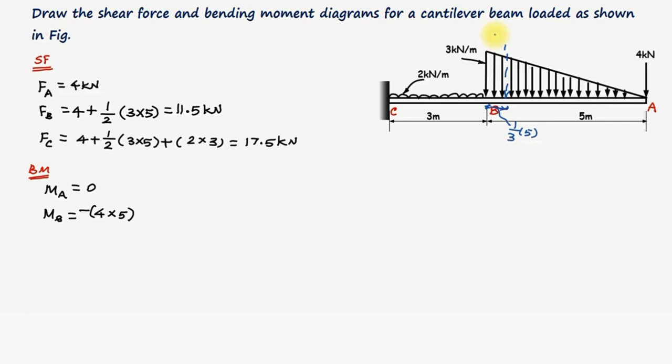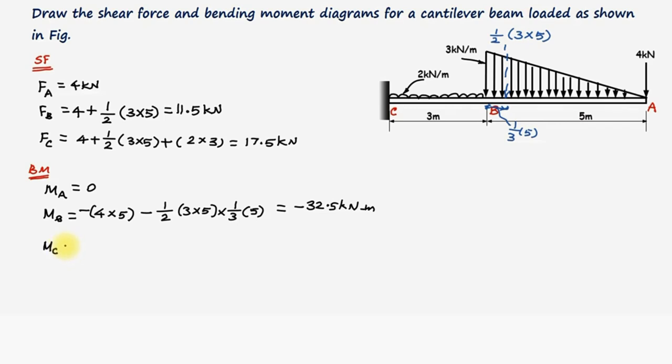The total load of this triangular load is 1 by 2, 3 kilonewton per meter acting for a distance of 5 meters. This is the total load. This total load causes a hogging moment. So negative 1 by 2, 3 multiplied with 5 multiplied with the perpendicular distance. The perpendicular distance is 1/3 of 5 meters. Now on calculation, we find that the bending moment at the point B is equal to negative 32.5 kilonewton meter.